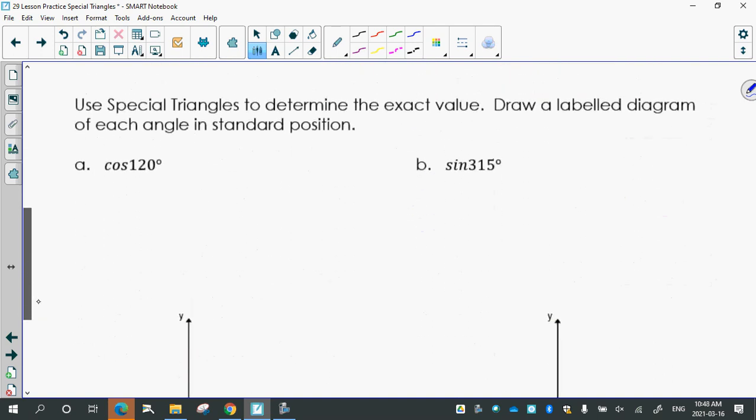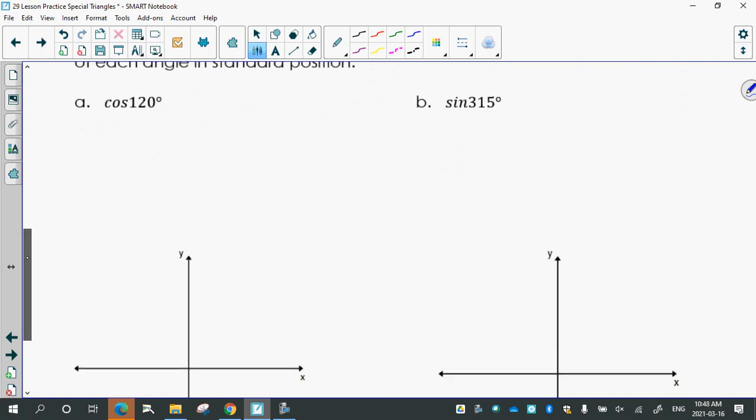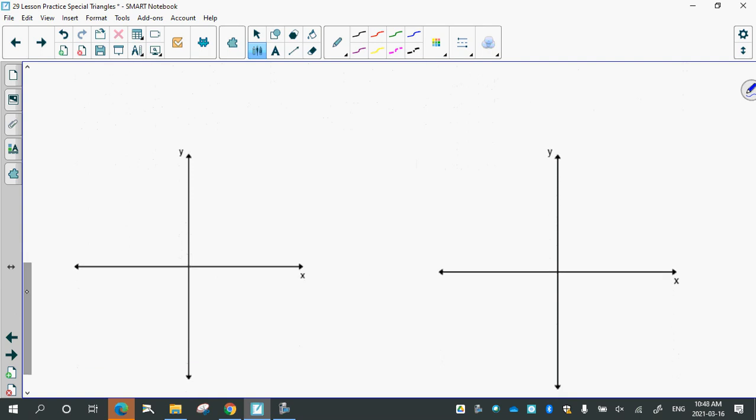So use special triangles to determine the exact value. Draw a labeled diagram of each angle in standard position. So cos of 120 degrees. So back to this morning, 0, 90, 180, 270, 360. Where would 120 go? Which quadrant, and closer to the x or closer to the y? Closer to the y in the second? Good.